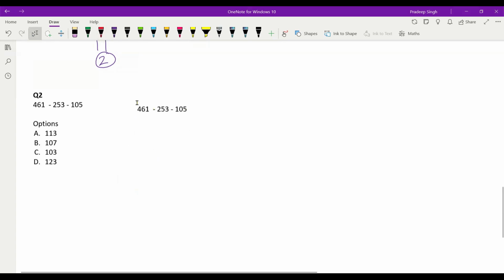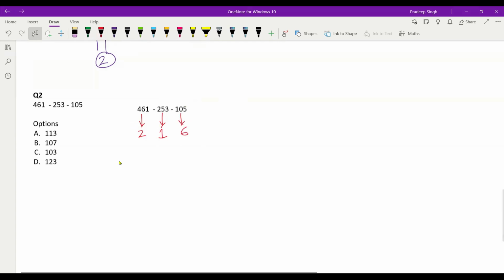So let's see. What will be the digit sum of 461? 4 plus 6 is 10. 10 plus 1 is 11. And the digit sum will be 2. What about 253? 2 plus 5 is a 7. 7 plus 3 is 10. The digit sum of 10 is 1 plus 0, which is 1. And 105, the digit sum will be 1 plus 5 will give us 6.